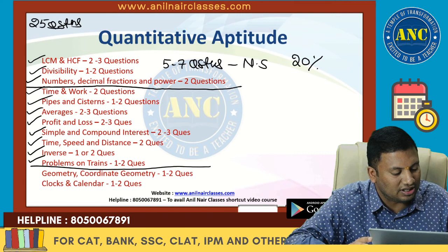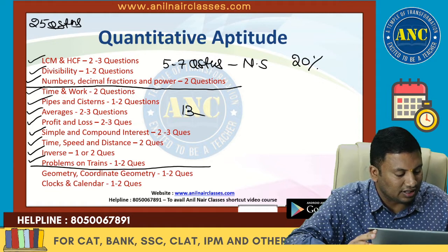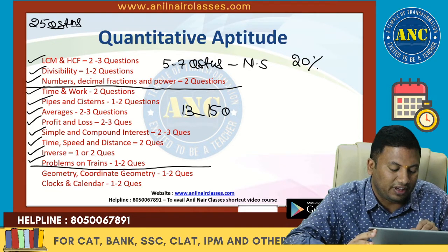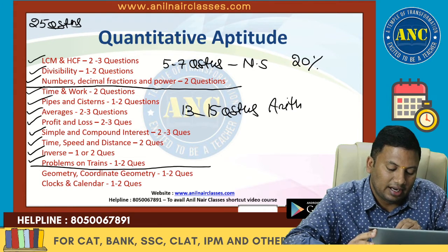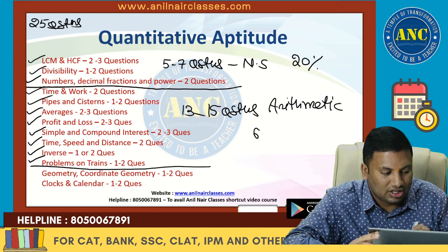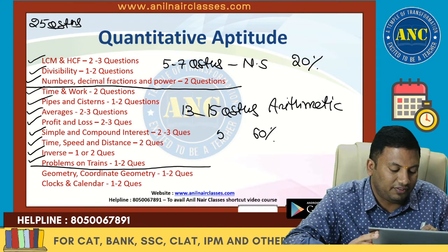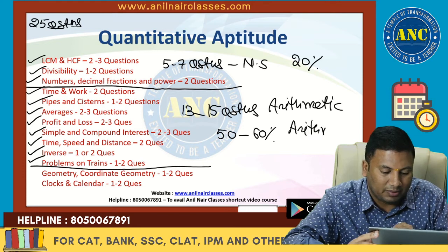Now if you see, 13 to 15 questions are from arithmetic. In case you want to clear the Deloitte written test, almost 50 to 60% of the questions are only from arithmetic.